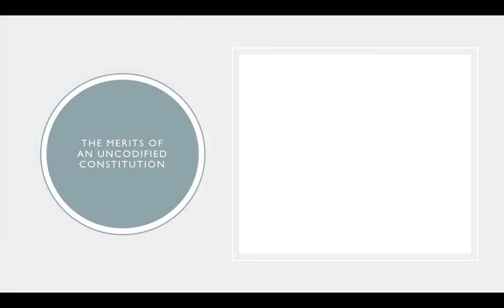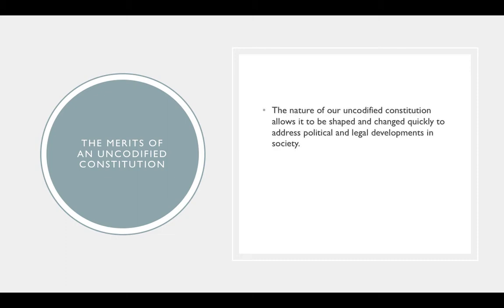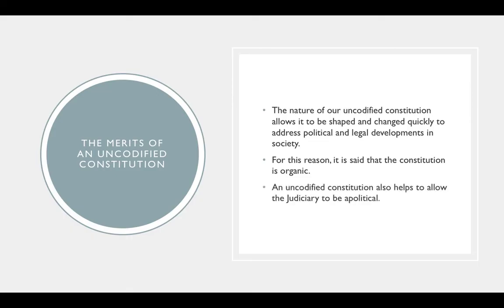So what are the merits of an uncodified constitution? So the nature of our uncodified constitution allows it to be shaped and changed quickly to address political and legal developments in society. For this reason, we say that the Constitution is organic. It develops, it's molded by the society around it. Okay, an uncodified Constitution also helps us to allow the judiciary to be apolitical. This means to have no political influence.